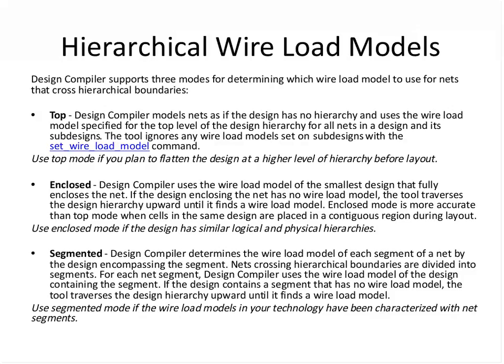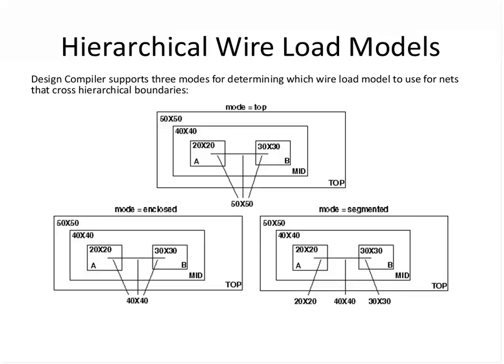Second is enclosed. So now DC will look at the net and look for the design that completely encloses this net, and it will use the wire load model for that design. You can use enclosed if the design has similar logical and physical hierarchy. Third is segmented. This is the most accurate estimate, I would say. It will divide the net into segments and for each segment use the wire load model for the design that contains that segment. Let's look at the figure to understand this better.